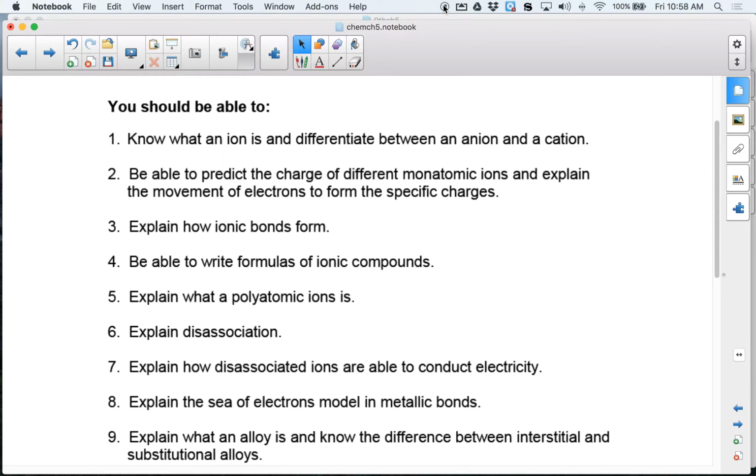Last thing, don't forget, all exams have molar mass problems on them. Based on what I saw on the last test, there are a few of you that need to go back and review that just a little bit.